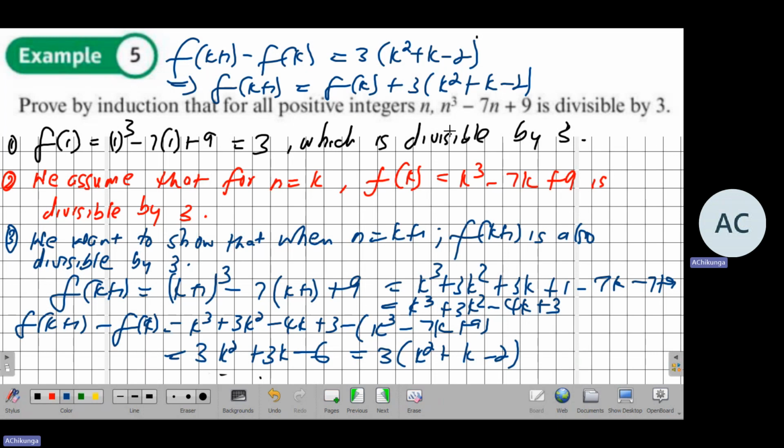What does that tell us? The principle of linearity tells us that f of k plus 1 is also divisible by 3. By what? By the linearity theorem. And hence by the principle of mathematical induction, this whole scenario is divisible by 3. Make sense? Perfect. We are done with divisibility.